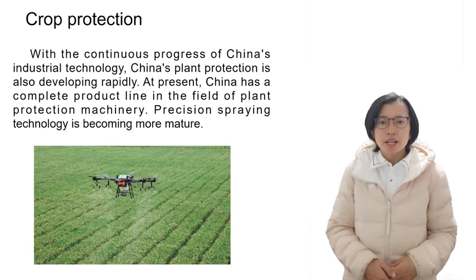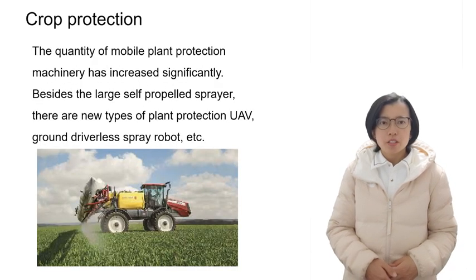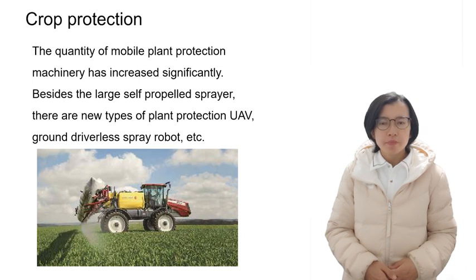At present, China has a complete product line in the field of plant protection machinery. Precision spraying technology is becoming more mature. With the rapid development of agricultural mechanization in China, plant protection mechanization has also made great progress. The quantity of mobile plant protection machinery has increased significantly.